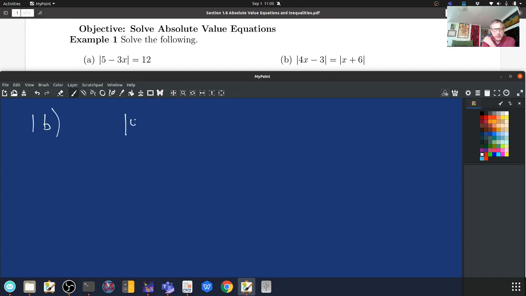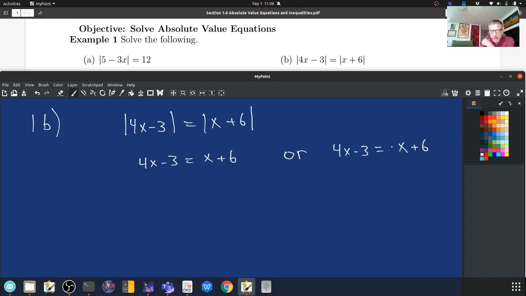So we have the absolute value of 4x minus 3 is equal to the absolute value of x plus 6. So that implies that 4x minus 3 is equal to x plus 6. And here, be careful. We write or. The 4x minus 3 is fine. But here I sense a possible error. I can't put the minus just right there. It's minus everything on this side.